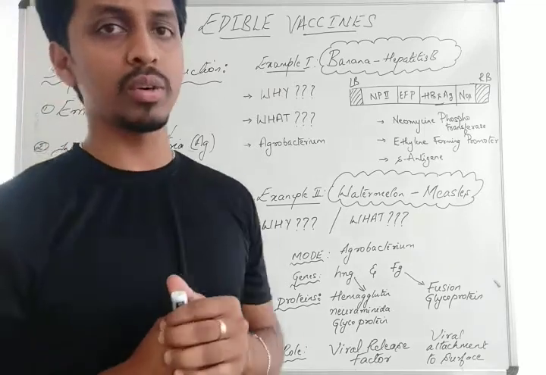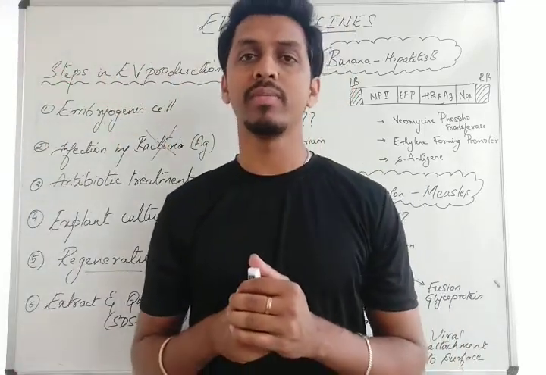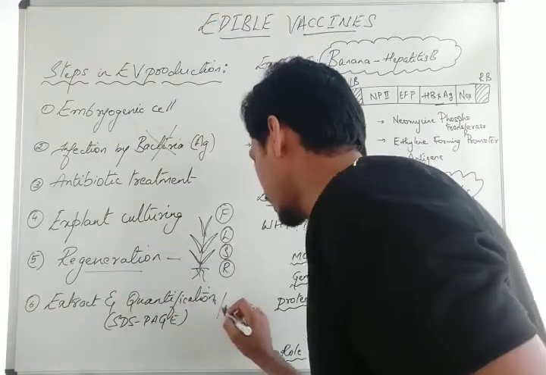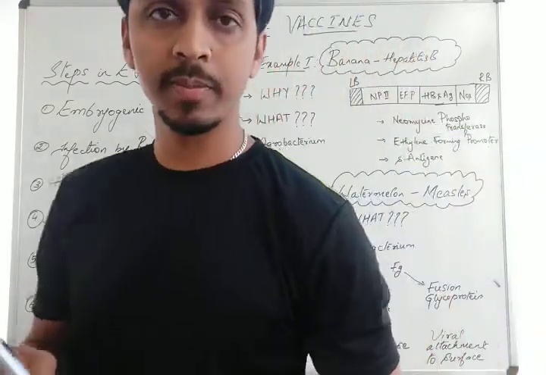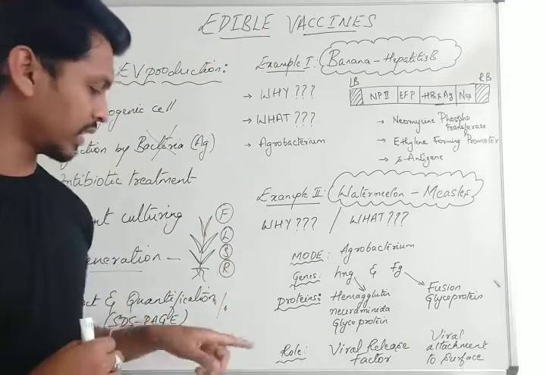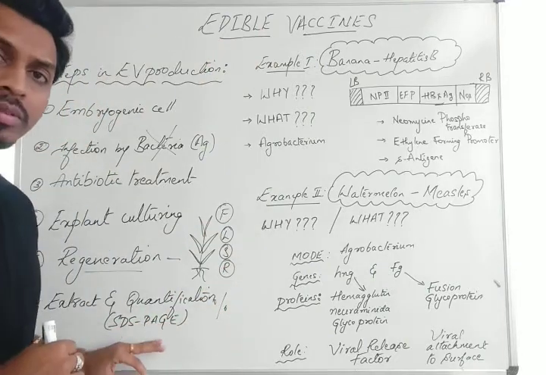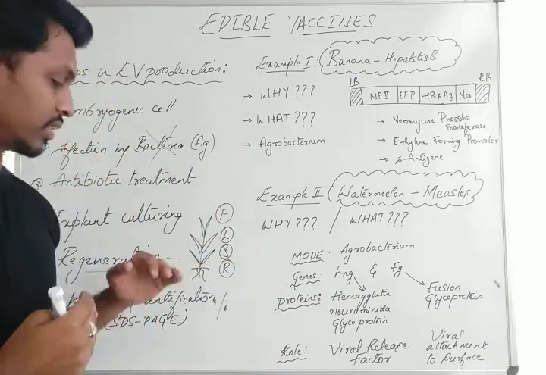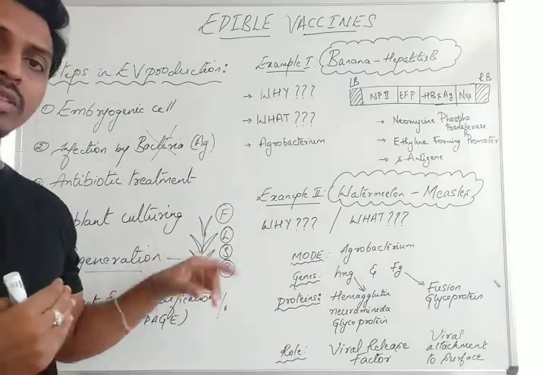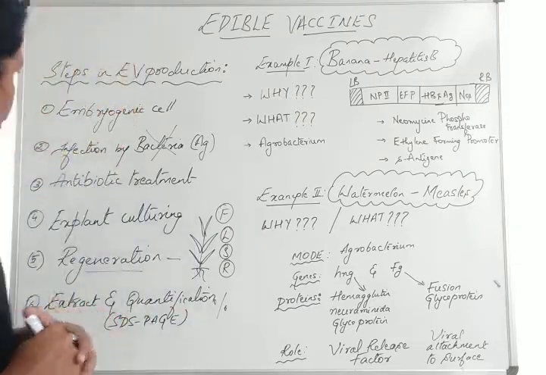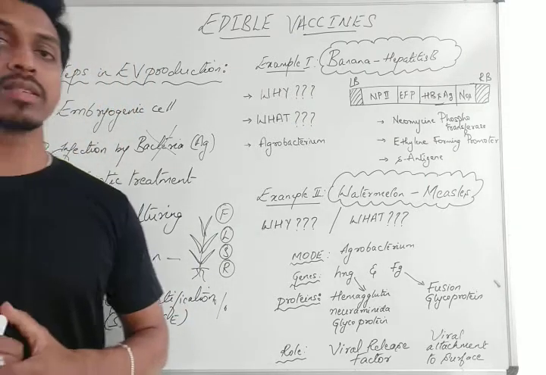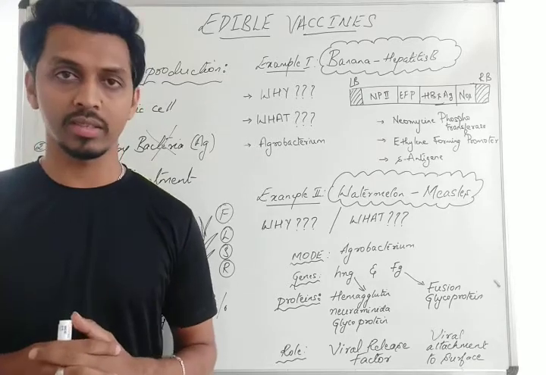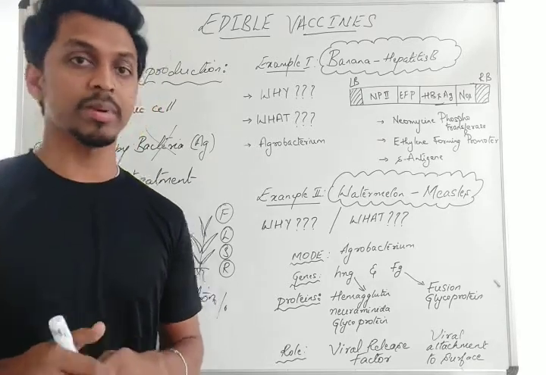Now this extraction and quantification is one of the key factors to determine the percentage of antigen present. So once we come to the percentage of antigen, by SDS-PAGE we check what exactly is the percentage of antigen produced by any of these things, and then we go for distribution. So these 6 steps are the key factors in producing edible vaccines. Now let us go to the example part.